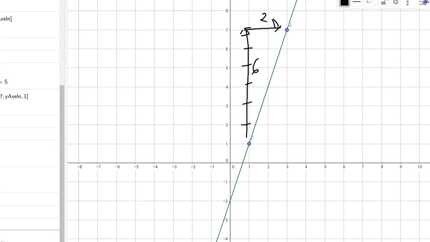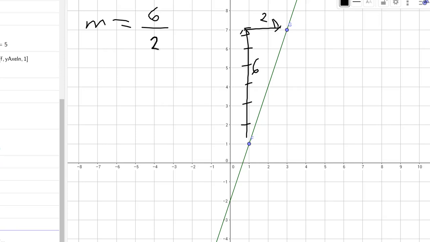Remember that when I rise, it is positive. When I run to the right, it is positive; to the left, it is negative. So as you can see now, if I divide the rise by the run, my m is always like this: the rise divided by the run, which is 3. So if I get any 2 points on the line, I will get my slope, which is equal to 3.